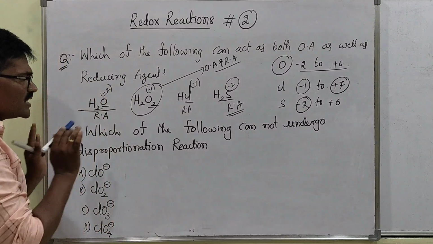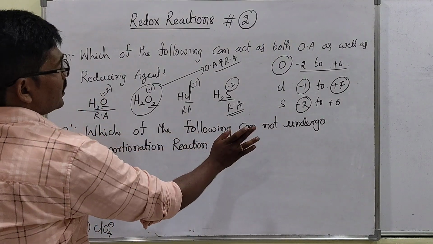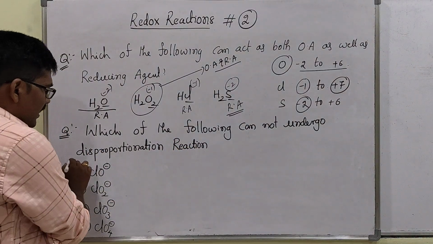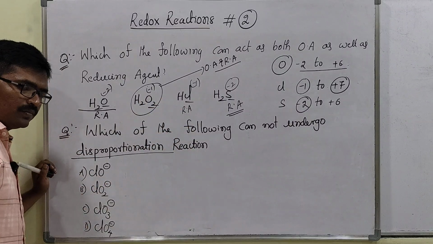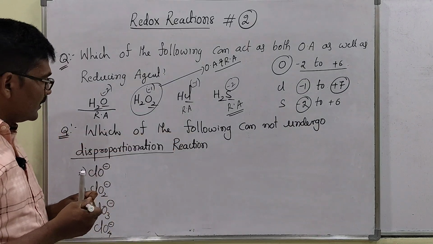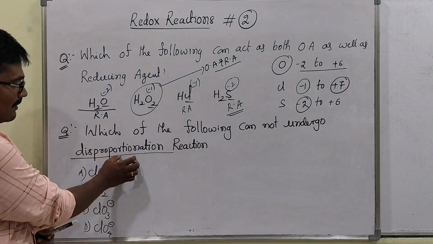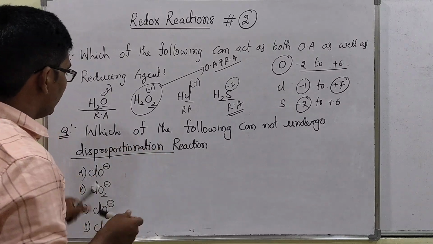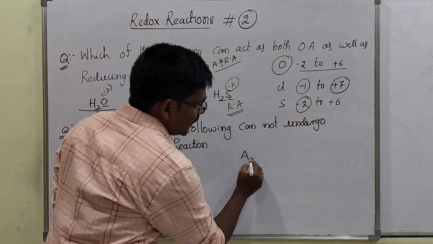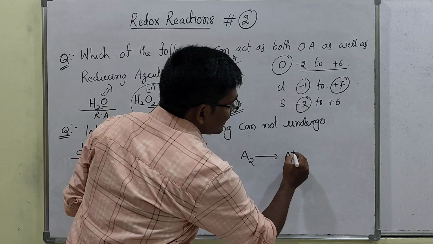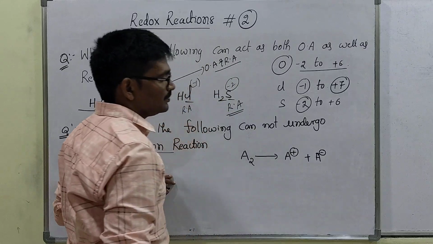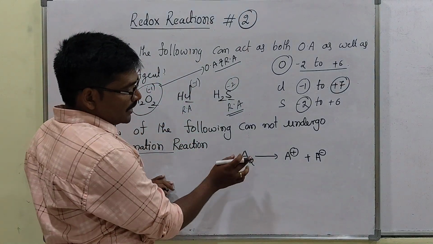Come to the second question. Which of the following cannot undergo the disproportionation reaction? So first of all, you have to know what the disproportionation reaction is. Till now we have not discussed how many types of redox reactions there are, so before going to that, I will explain briefly. For example, one reaction is like this: A2 gives rise to A plus and A minus. So look at a single element A.